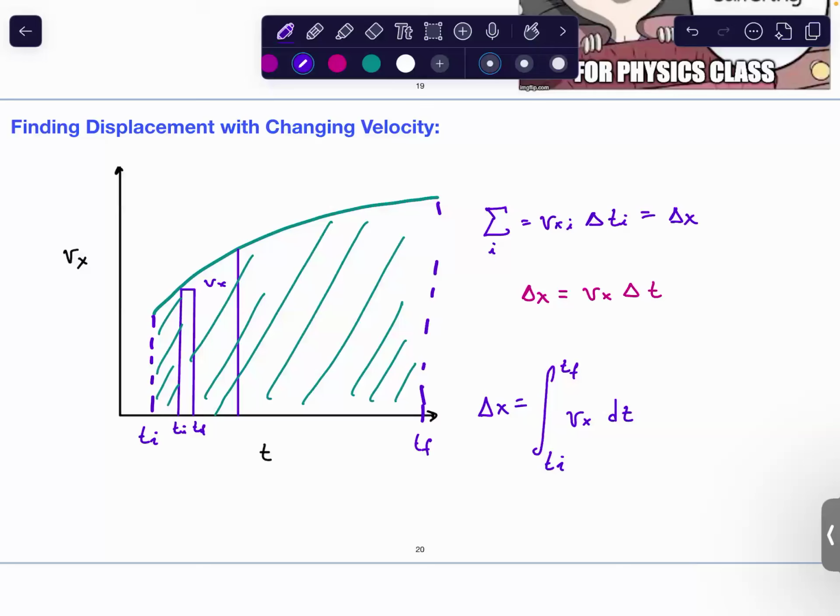So I'm just saying, but your integral, of course, is going to give you your delta x, because you would end up covering the entire area under that curve.